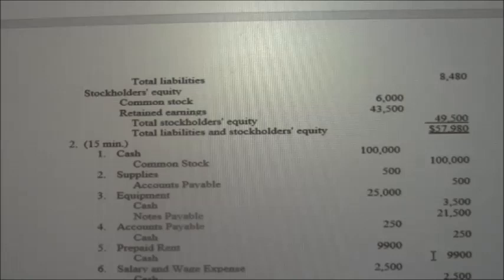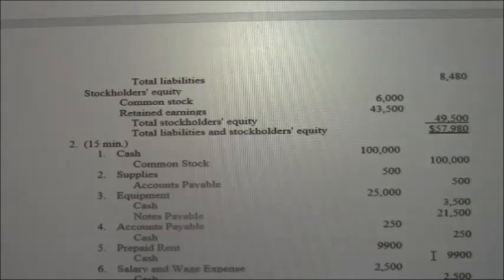But you can't convert it until you use it. So as long as you haven't used it, it's an asset and it's prepaid. And you'll see that later on in your chapter 4 where it shows you how to convert that. So right now it's going to be a prepaid rent, $9,900, of course, and the cash.